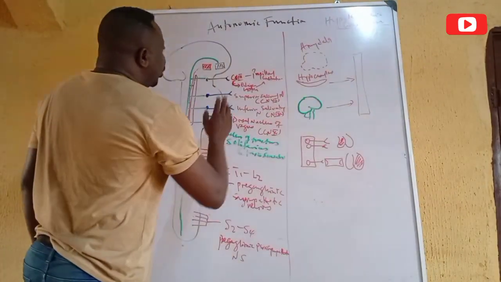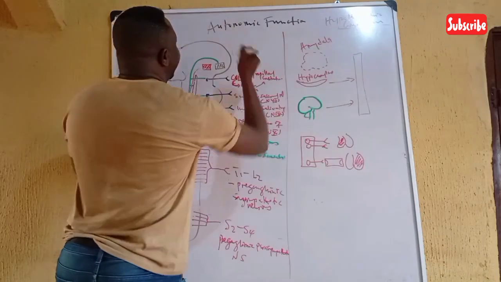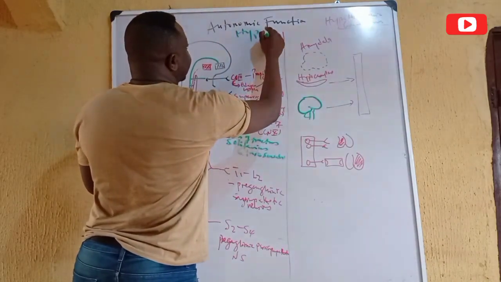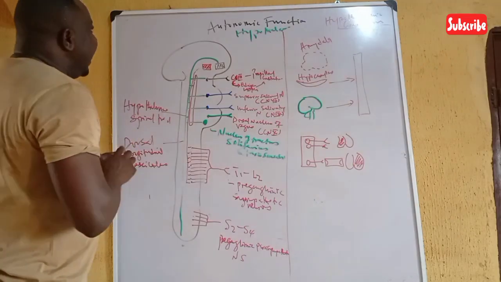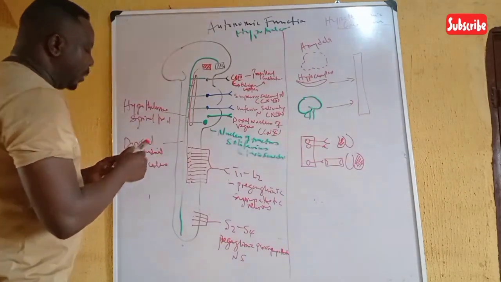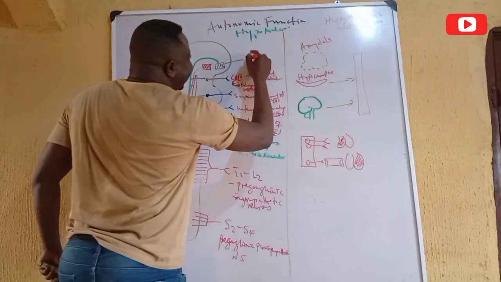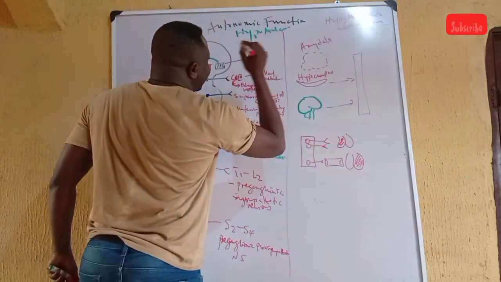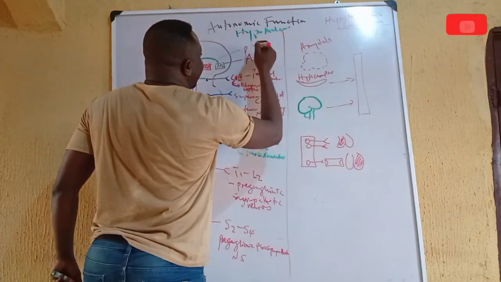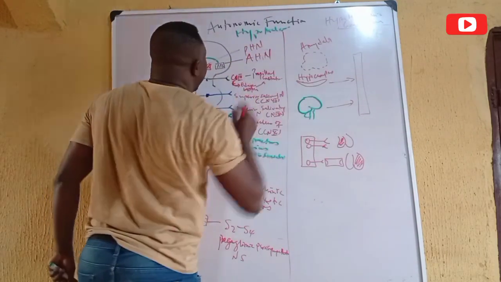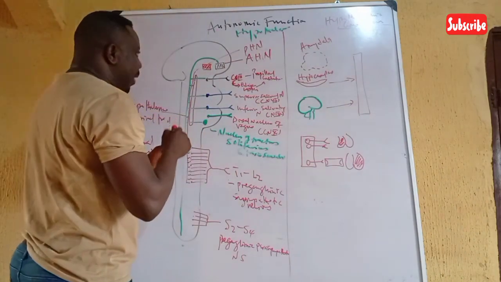Now, let's talk about the autonomic function of the hypothalamus. The hypothalamus is modulated by the anterior hypothalamic nucleus and the posterior hypothalamic nucleus. Now, let's talk about the involvement of the anterior hypothalamic nucleus.